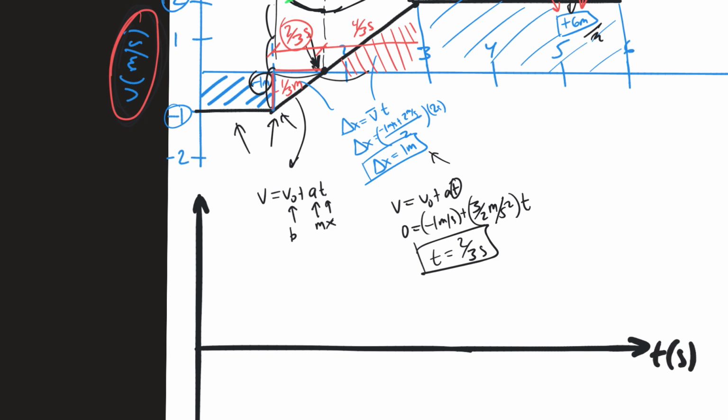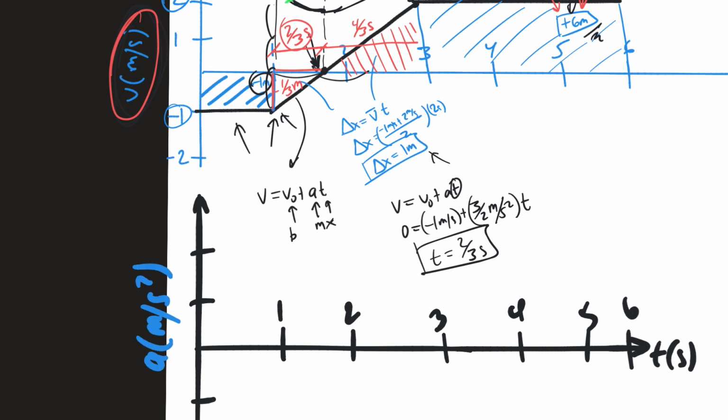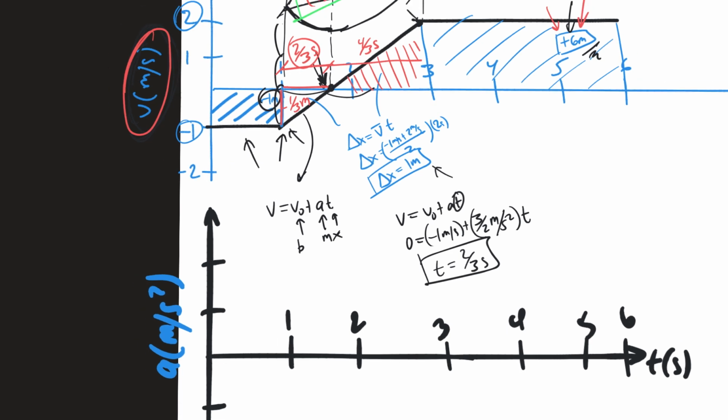All right, so here we go. So here's our time in seconds. And then we've got a 1, we've got a 2, we've got a 3. Obviously, I'm eyeballing this, so bear with me. It's not going to be that good, but in this case, it's totally okay. This is acceleration in meters per second squared. And basically, we're just going to plot the slopes up here.